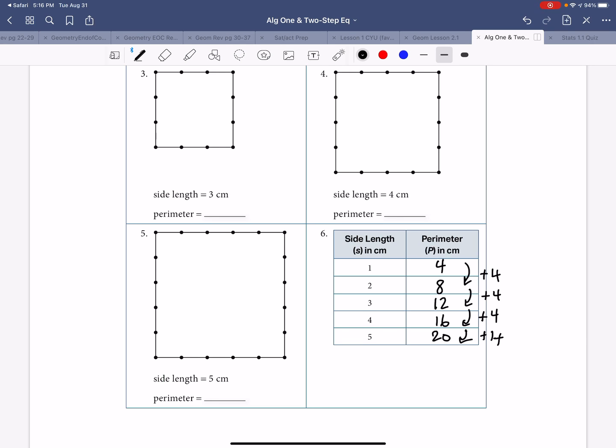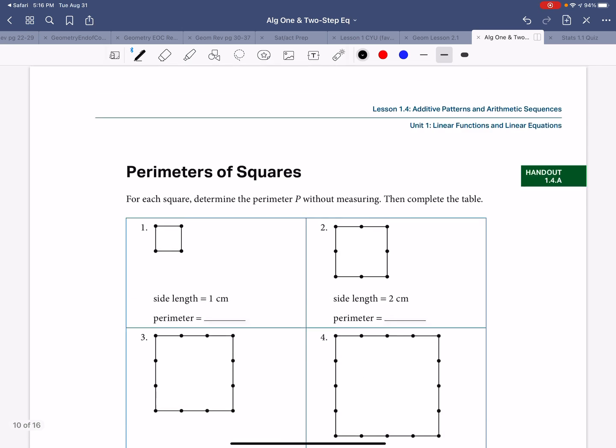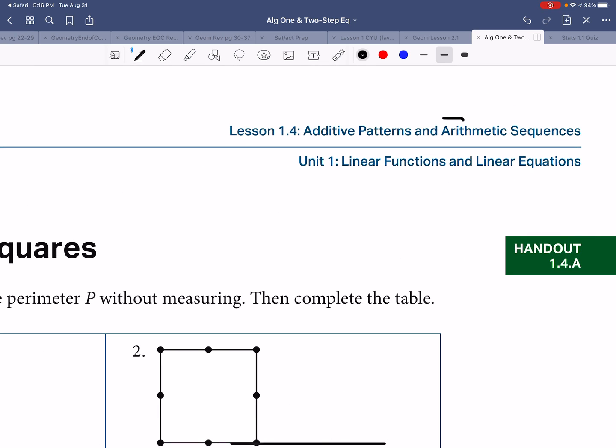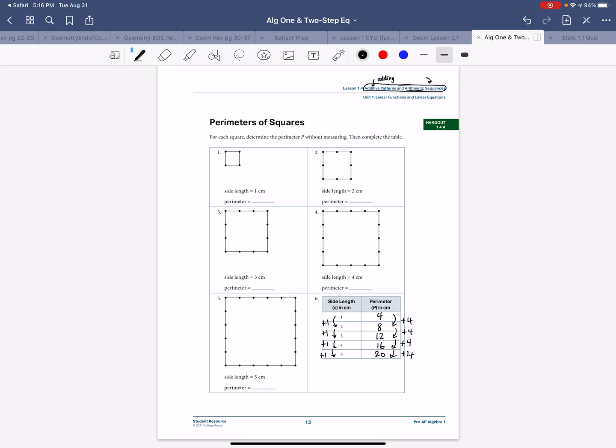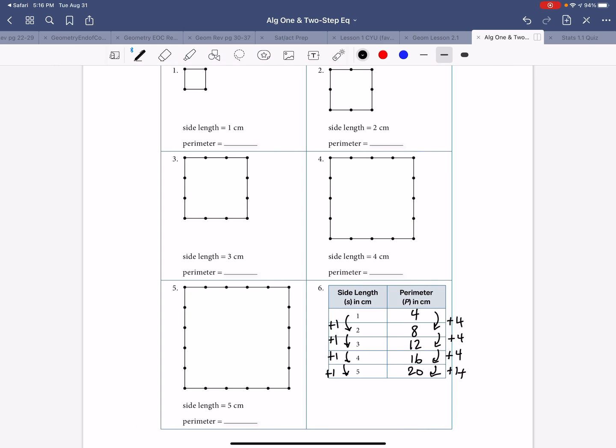We also noticed there's a sequence here. This is adding 1 each time. So that's an additive sequence. When we look at the name of the lesson, it says additive patterns. That's when we're adding. And arithmetic, that's again when we're adding. And sequence means a list of numbers.